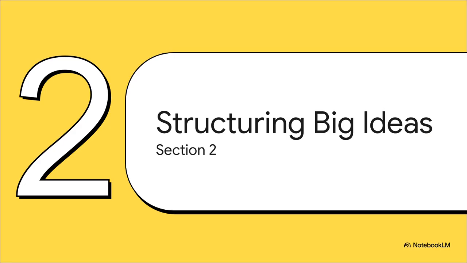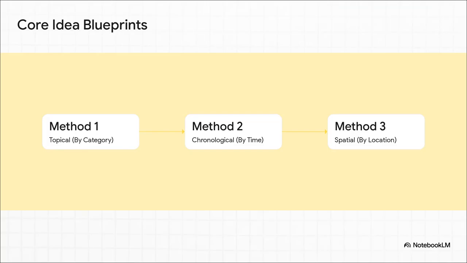Now that we've hooked our audience, we need to build the main part of the presentation, the body. This is where your big ideas live, and structuring them correctly is absolutely critical. And here's the good news. You don't have to reinvent the wheel. There are basically 3 core blueprints that people have been using forever because, well, they work. You can organize by category, by time, or by location.